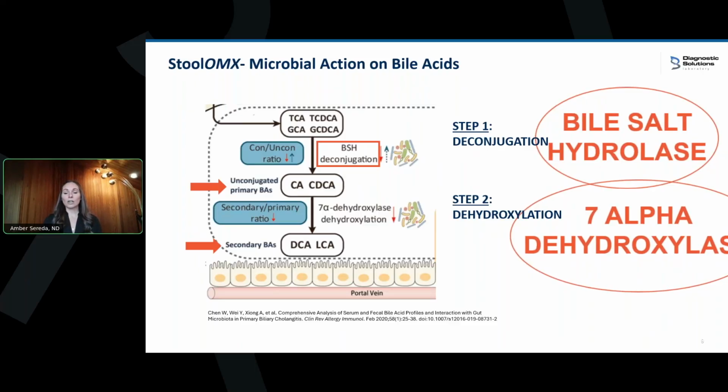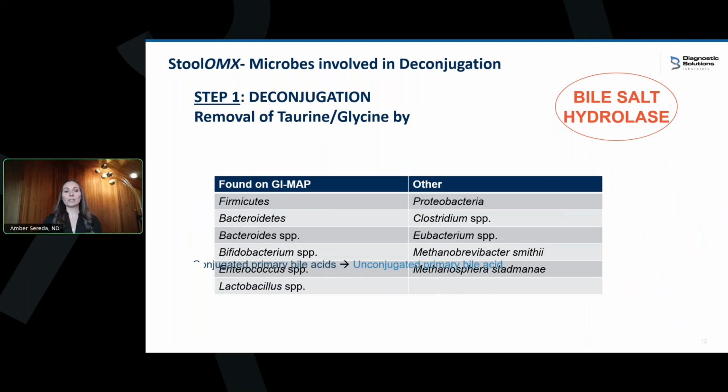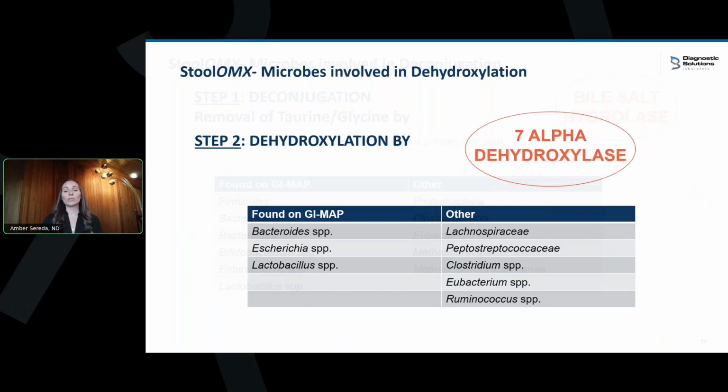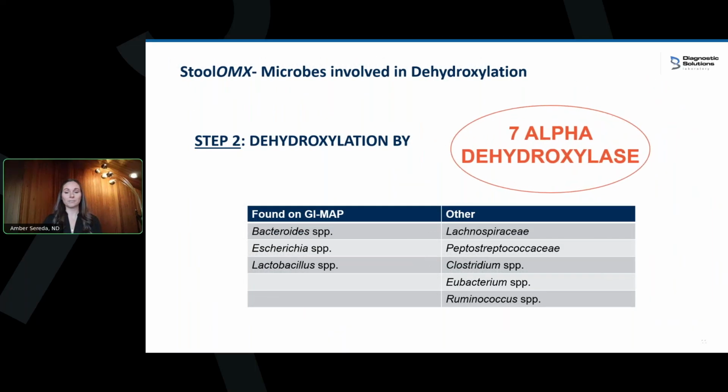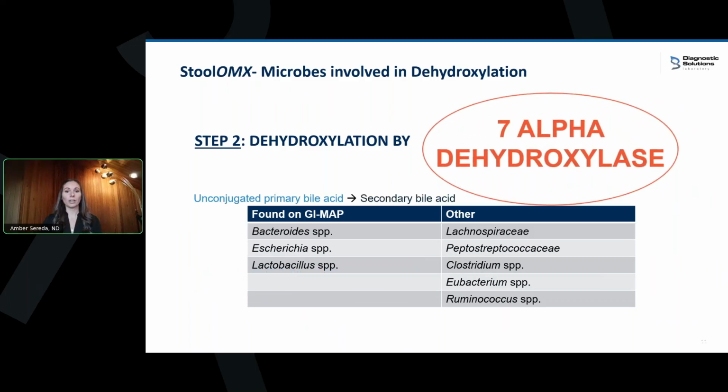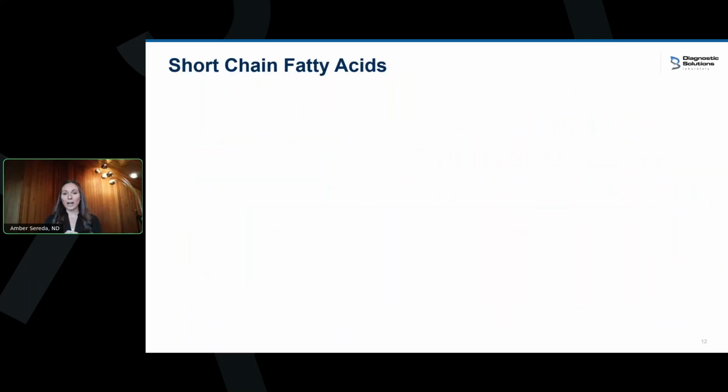So these next two slides are going to show you which of our microbes have these enzymes. And what I want you to get from this is that on the left, you see the microbes that we see on the GI map, and on the right, we see the microbes that we don't see on the GI map. So this is just reinforcing that we get extra information about the microbiome based on the balance of our bile acids. And so those were the bile salt hydrolase, and these are the ones that have 7-alpha dehydroxylase. Okay. So those were our bile acids.